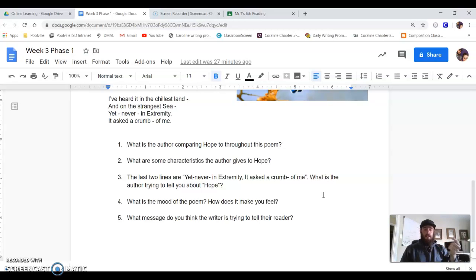Read the poem. I would advise you to read it several times. 3 times, 4 times would be really good. It's super short, so it's not that hard to read. And then answer the questions. Put some thought behind it. It's a good poem. Tell me why it's a good poem and how the poem affects you and stuff like that by answering these questions.